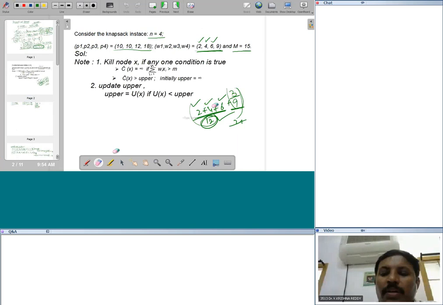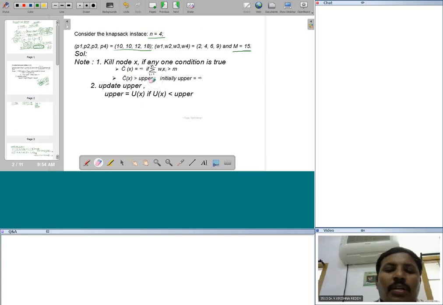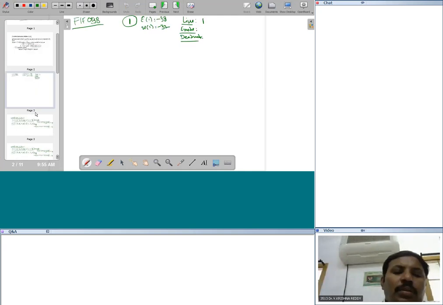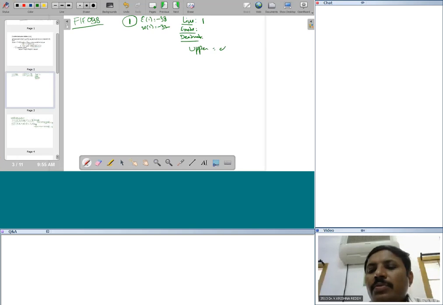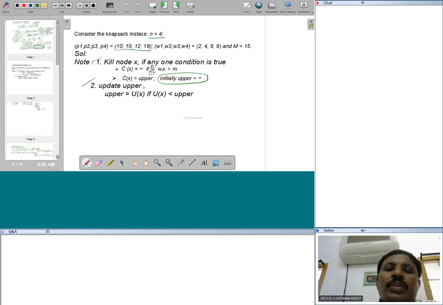Before applying branch and bound, one upper value is there to cross-check the branch and bound condition. They clearly mention here that the initial upper value is infinity. Now we are cross-checking the implementation of the bounding function before implementing the next expansion. What is the initial upper value? The initial upper value is infinity. We fix that as per the procedure. Next one.